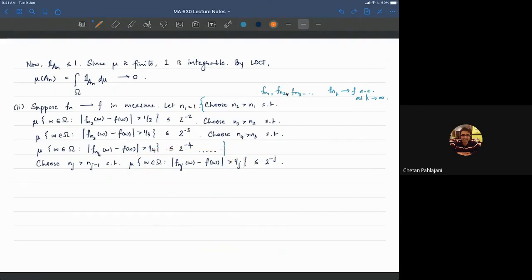Convergence in measure says that for any epsilon, you can go far enough into the sequence such that after that, this measure can be made arbitrarily small. And so here you want it to be smaller than 2 to the minus j. This part is there solely to ensure that n_1 is strictly less than n_2, n_2 is strictly less than n_3, n_3 is strictly less than n_4, and so on. And so, in fact, you have a legitimate subsequence. So that's why these two parts are there.